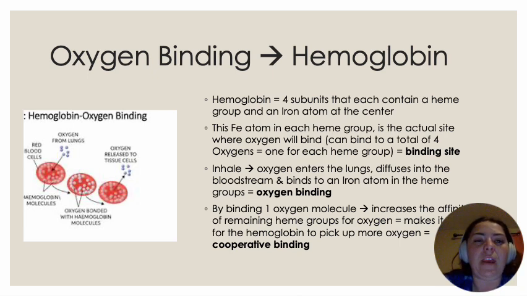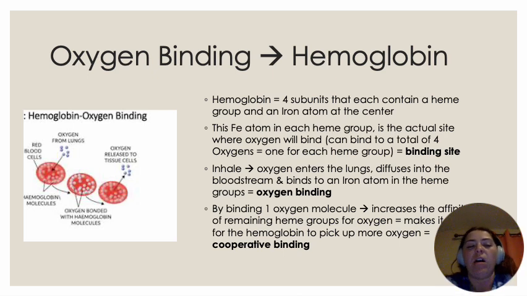So when we have that hemoglobin in the body, and we talk about oxygen binding, that hemoglobin has four subunits that contain a heme group and an iron at the center of it. And that oxygen is able to bond four times to that heme group. Essentially, it's got the iron atom in the middle, and then the heme groups around that iron atom, which allows for the oxygen to bind there, what we call the actual binding site, for a total of four.